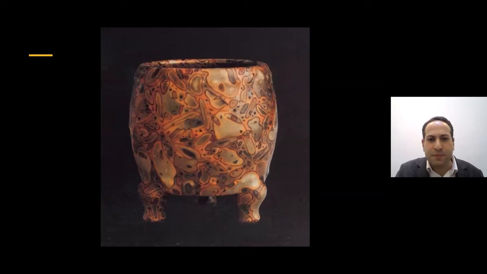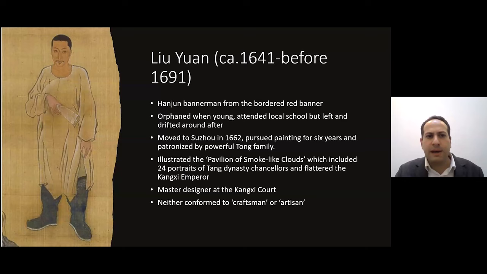And there's another example of a porcelain tripod incense burner, but it's actually imitating pudding stone. It looks like sort of rock. Another one is someone like Liu Yuan, who was a bannerman. He was orphaned when young, attended school, but left and drifted around. Moved to Suzhou and pursued painting for 6 years. And he found patronage by a powerful family where he did some illustrations of portraits of Tang Dynasty chancellors, which flattered the Kangxi Emperor in the preface. And the Kangxi Emperor really liked it and hired him. And he became a master designer at the court. And so again, he's one of these people that neither conformed to craftsman or artisan or literati scholar.